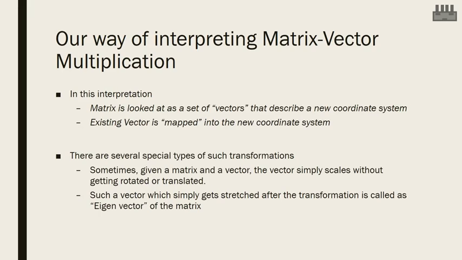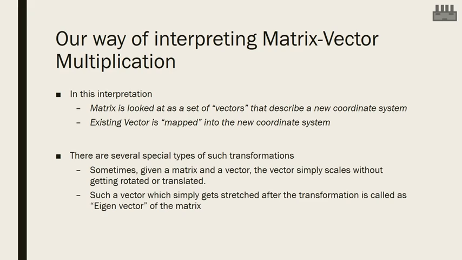So in our way of interpreting matrix vector multiplication that we saw just now, a matrix can be looked at as a set of vectors describing a new coordinate system, and a matrix vector multiplication basically figures out what that particular vector is in the new coordinate system. Where does it map to, right? So that is how we have interpreted matrix vector multiplication. There could be other interpretations as well. It totally depends on the application.